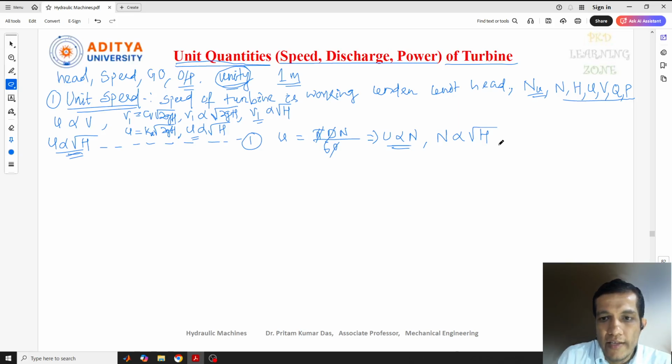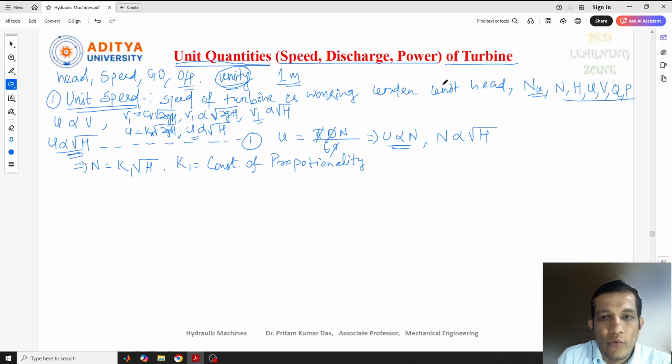And now if I extend this and write it in this way, n equal to, remove this proportional symbol and just multiply by one constant. This is k1 root over of h, and this k1 is nothing but the constant of proportionality. Okay, and this is one equation that we got here.